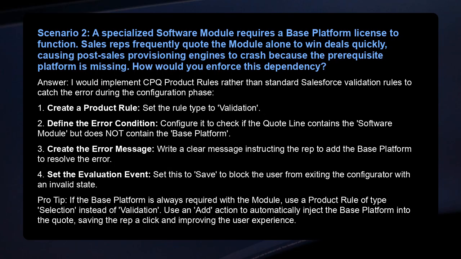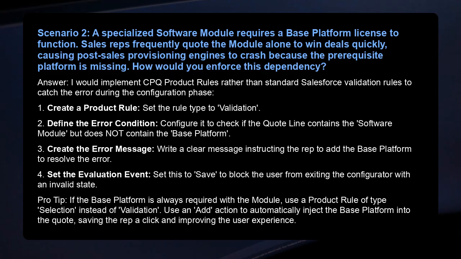Scenario 2, a specialized software module requires a base platform license to function. Sales reps frequently quote the module alone to win deals quickly, causing post-sales provisioning engines to crash because the prerequisite platform is missing. How would you enforce this dependency? Answer: I would implement CPQ product rules rather than standard Salesforce validation rules to catch the error during the configuration phase. 1. Create a product rule.